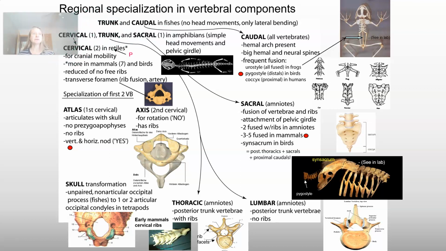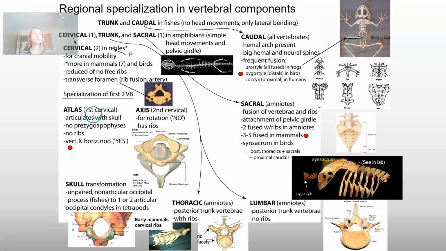We have a cervical region, okay? It goes from like one cervical vertebra to multiple cervical vertebrae. The more cervical vertebrae, we have cranial mobility. We have, again, more in mammals and birds. We have reduced or no free ribs. We have transverse foramen in birds and mammals. And we see this rib fusion, okay? So this is where those hemal arches would have fused and allowed this transverse process.